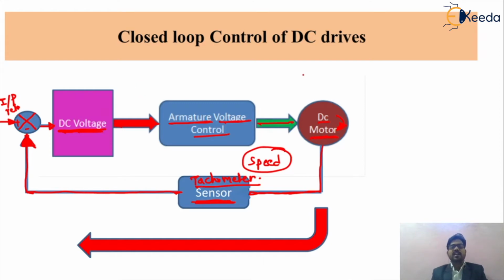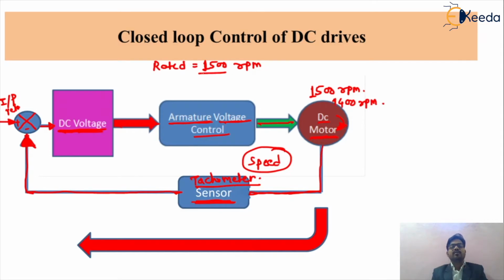Friends, for the sake of understanding, now we can take one example for the closed loop control of your DC drive. Suppose the rated operation of your motor is 1500 rpm. So the rated speed of your DC motor will be 1500 rpm. But due to some changes in the motor value, now the speed is reduced to 1400 rpm. Friends, now we are taking an example.